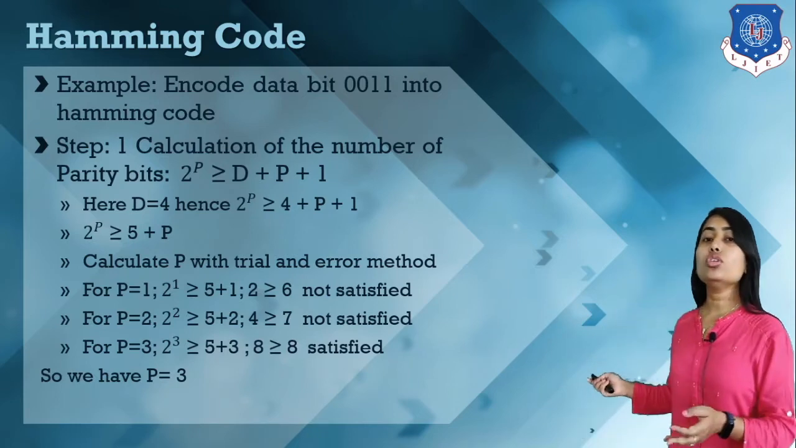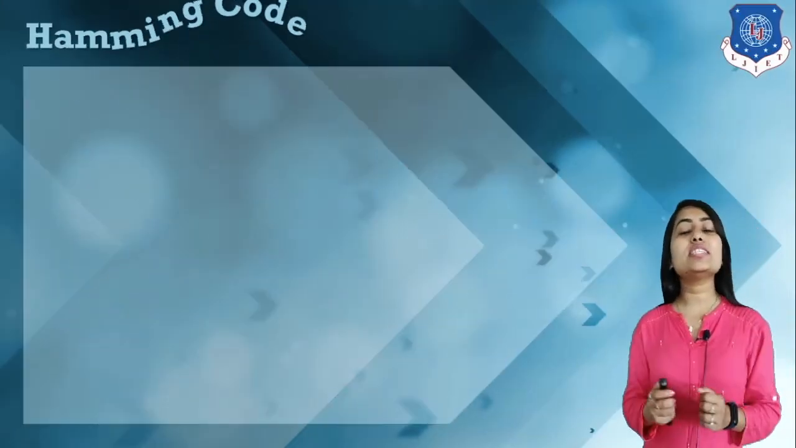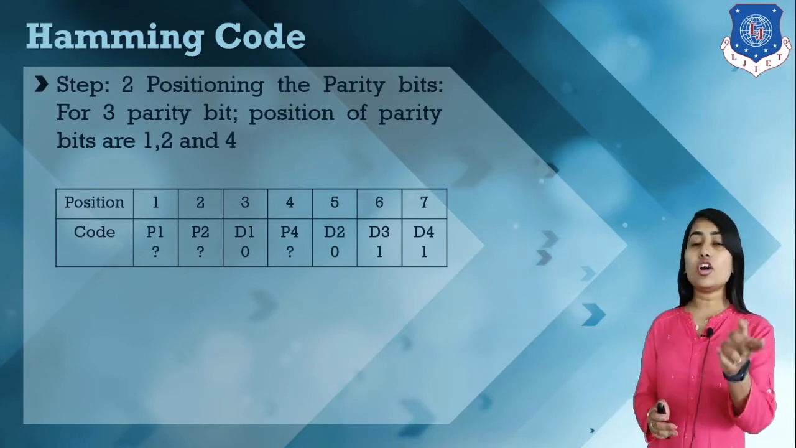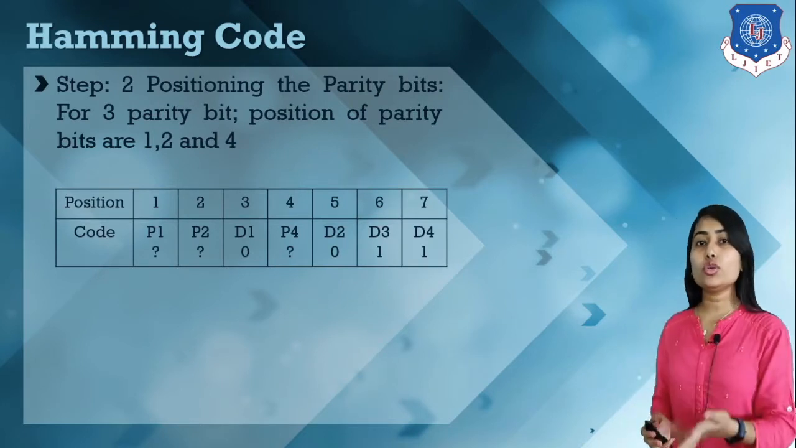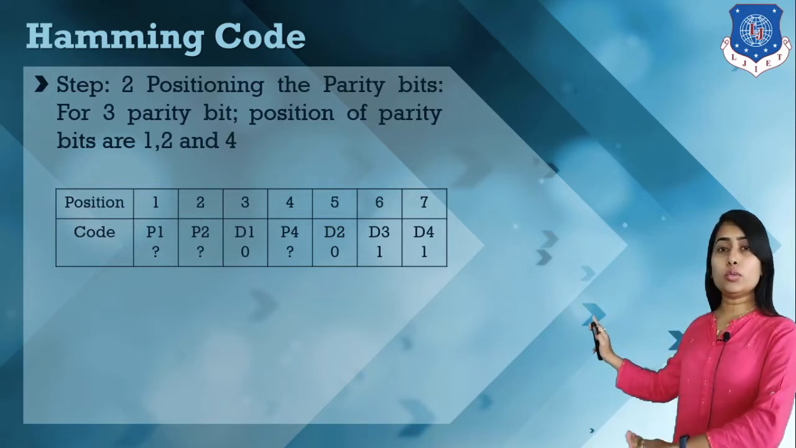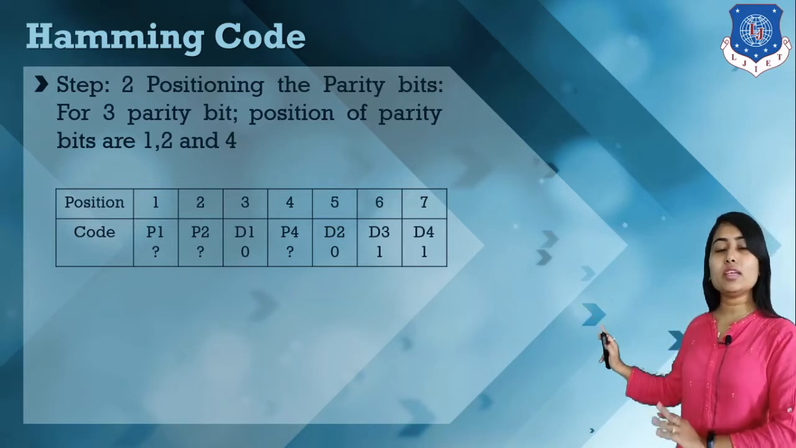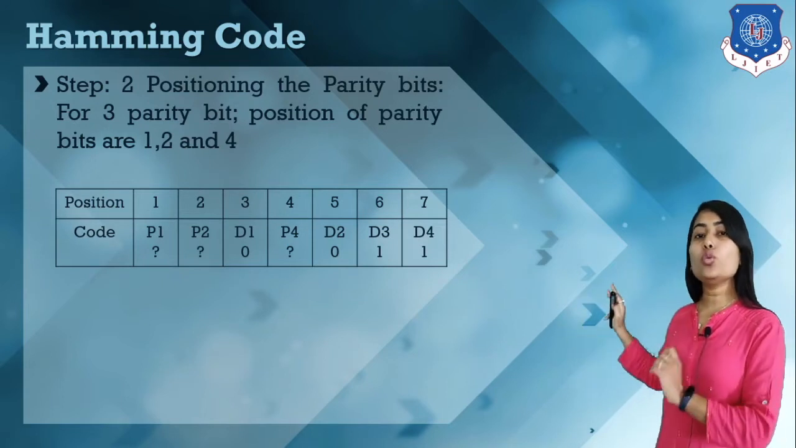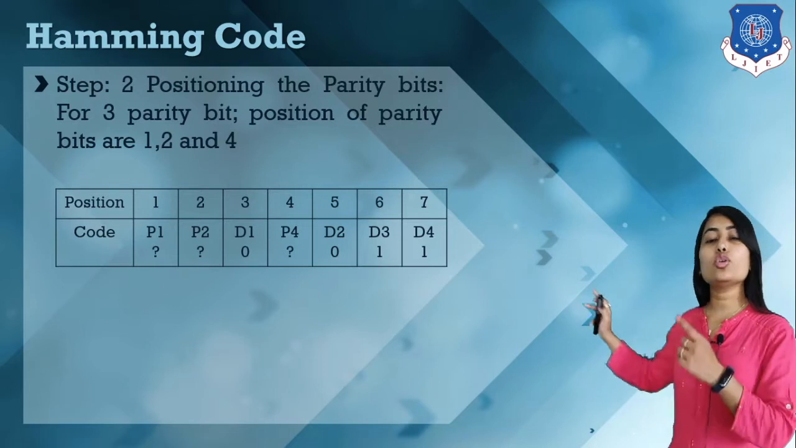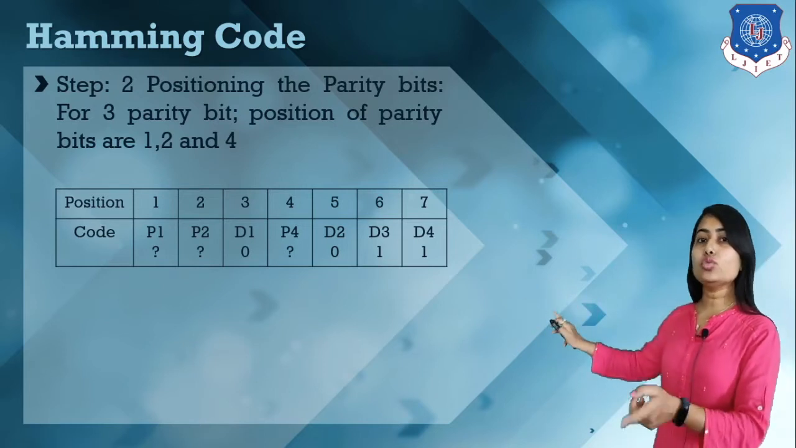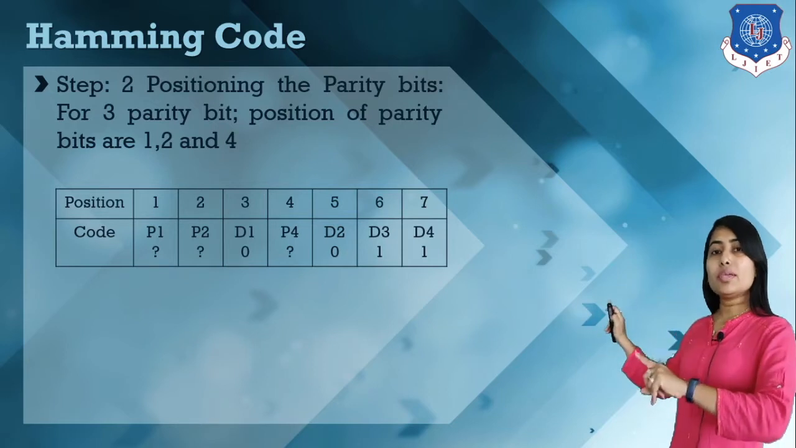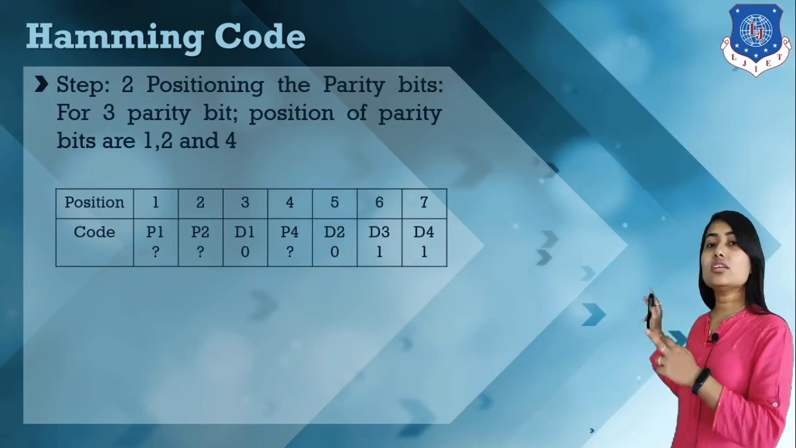At which locations are these bits inserted? Obviously at the locations 1, 2, 4, the powers of 2. So at the first, second and fourth positions we enter parity bits: P1, P2, P4. At the remaining locations we add our data. So first P1, P2, then our information bit, the first bit that is 0, then P4, then the next information bits.